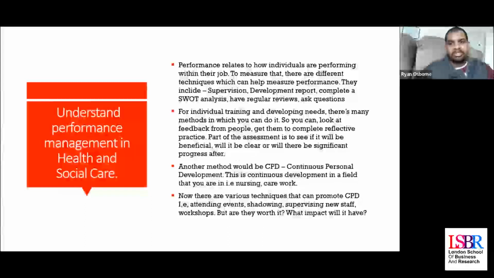So another method that you can use for performance management is CPD, continual personal development. This is basically where you are continuously developing in your field. So it could be nursing, care work, social work, occupational therapy, psychology, therapy, counseling, as a coach, and other industries that are out there today. So you're looking for opportunities where you can develop your skills and your knowledge in your particular field.